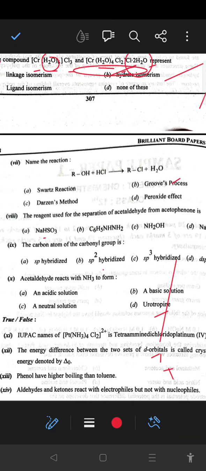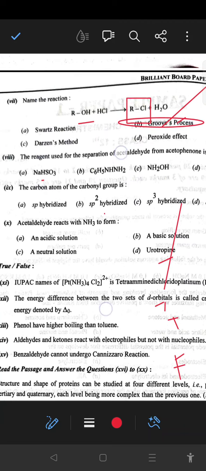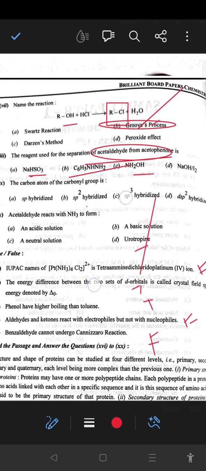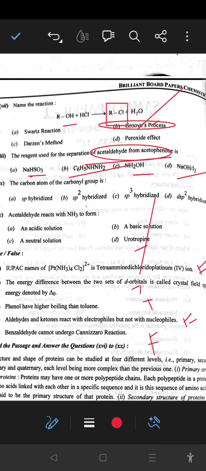Next, name the reaction ROH plus HCl to form RCl, that is also known as the Groove process. So option B is the right answer. Next, the reagent used for the separation of acetaldehyde and acetophenone: sodium bisulfite, or C6H5NHNH2, or NaOH and iodine. The right answer is sodium bisulfite.